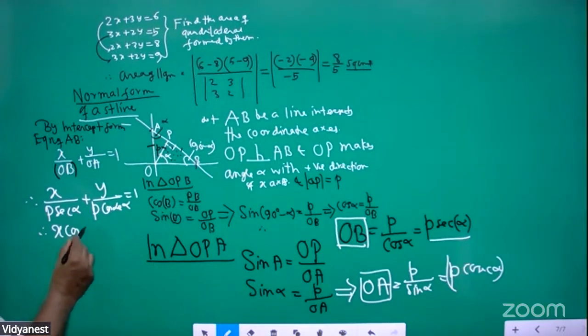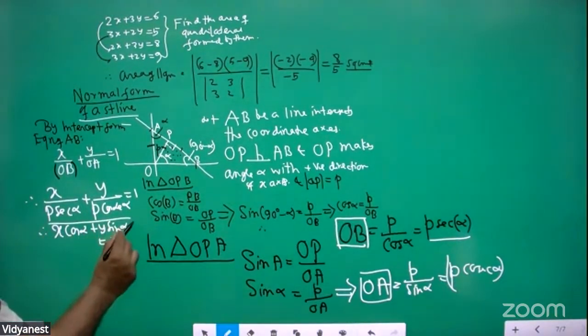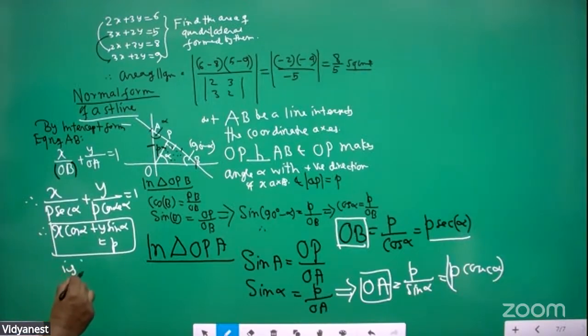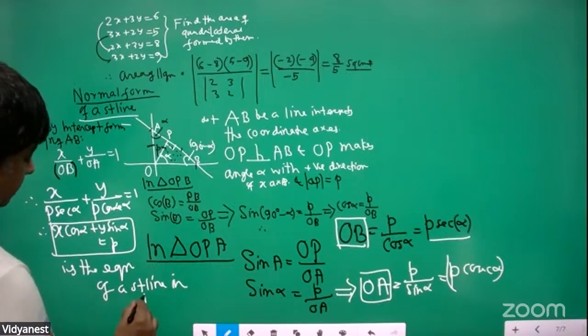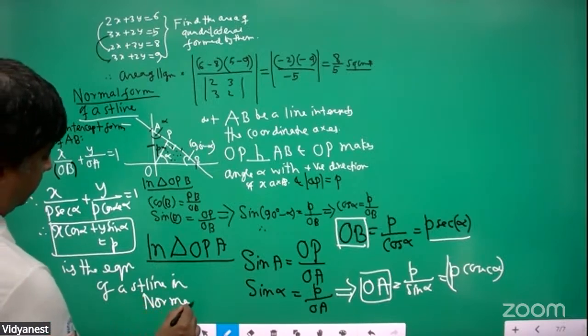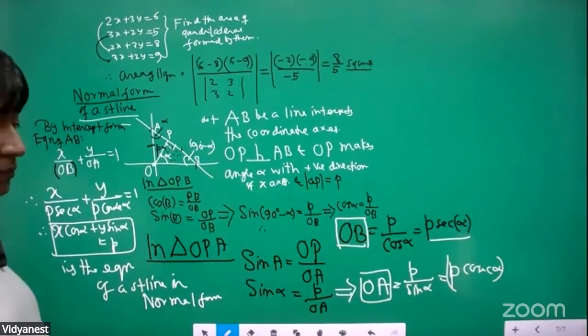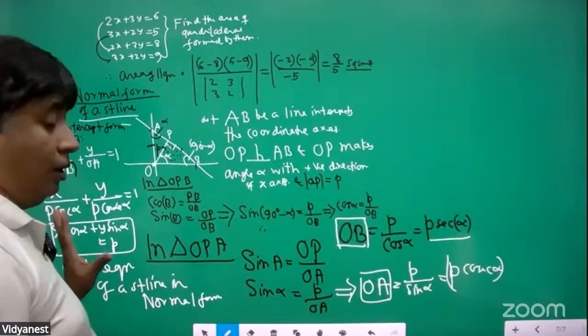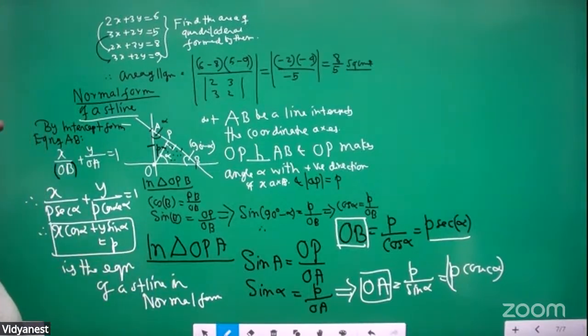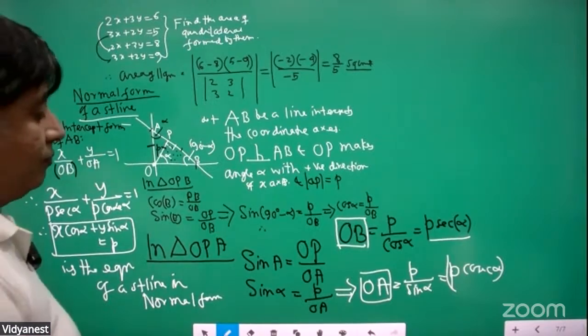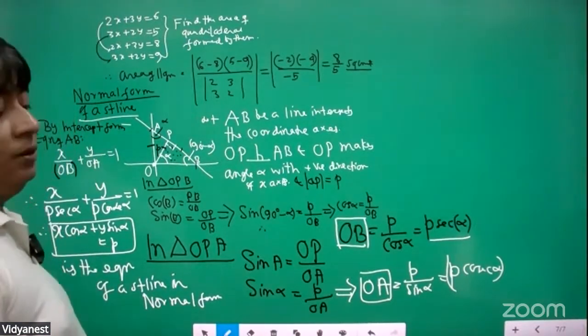So, x cos alpha plus y sin alpha is equal to p is the equation of a straight line in normal form, where alpha is the angle made by the perpendicular from the origin to the given line. Okay, so that is called normal form. x cos alpha plus y sin alpha is equal to p.